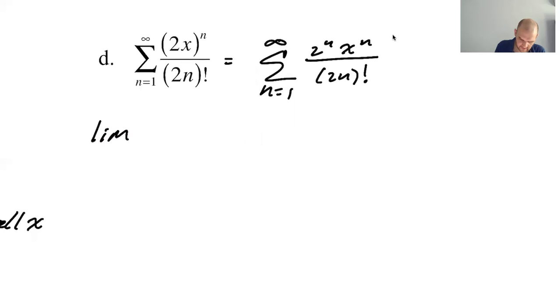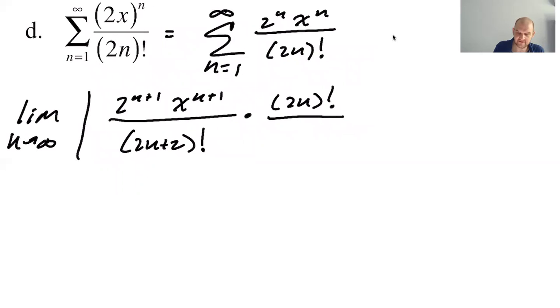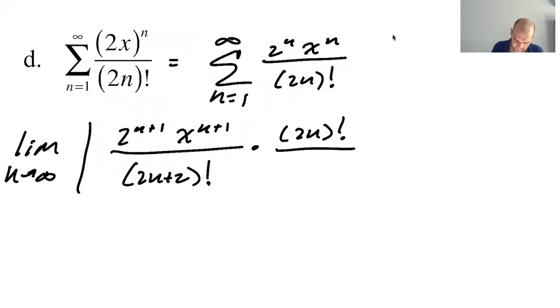All right, limit as n approaches infinity of absolute value 2 to the n plus 1, x to the n plus 1. So this would be 2n plus 2 factorial, kind of gross. And then we'll have 2n factorial. I feel like you can tell right now this is going to be all reals. 2n factorial grows so fast. How is it not going to be all reals? But let's continue.